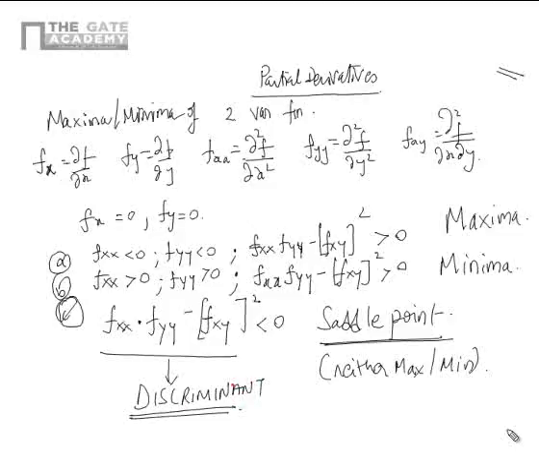Okay, now let us take quick problems and solve them. Example 1. f of xy is xy minus x square minus y square minus 2x minus 2y plus 4. Okay, this is what is given.